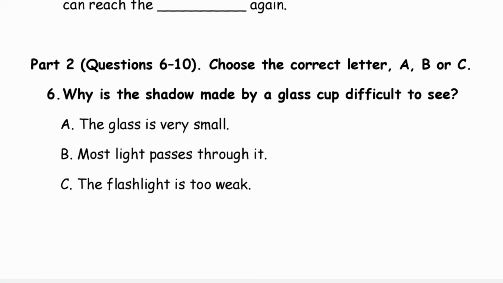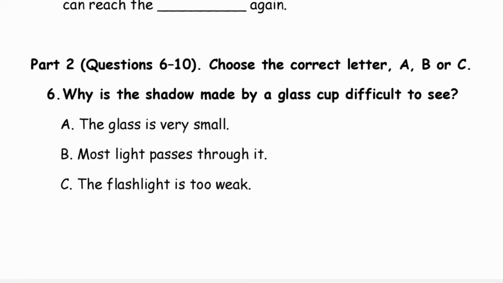Exactly. Scientists classify materials into 3 main groups according to how much light they allow to pass through. The first group is called transparent materials. Transparent means allowing light to pass through, so we can see objects clearly through them. Common examples include clean glass, clear plastic, and clean water.